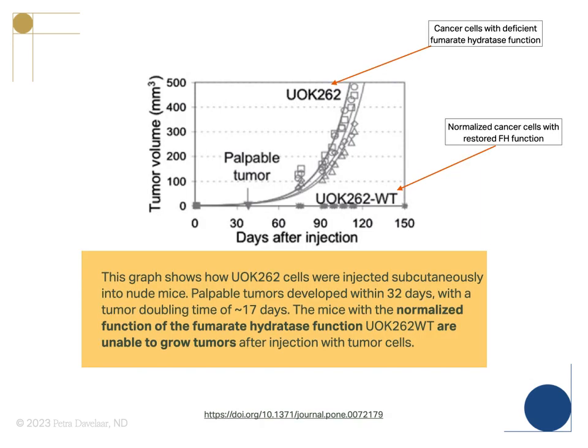This next graph from the same paper took it one step further. To examine tumorigenicity of the cancer cells, the UOK262 cells were injected subcutaneously into nude mice. Palpable tumors developed within 32 days with a tumor doubling time of 17 days. Animals injected with the UOK262 wild type did not develop tumors, indicating that fumarate hydratase dysfunction was required for tumor growth.